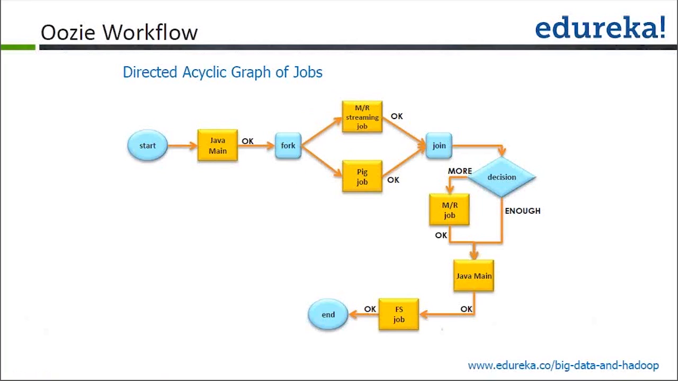Right. Then apart from that you have the action node, which basically does the actual execution of the job. Suppose you want to run MapReduce, Pig, or Hadoop commands, all these you can do with the action node. Suppose you want to read a file or send an email, all those kinds of things you can do with the action node.